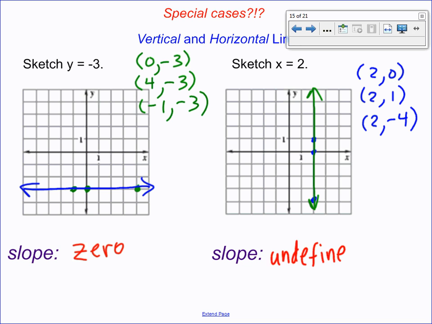Undefined, and if I did a slope calculation, I would have gotten some number like negative 3 divided by 0. And we can't divide by 0. We can't have a 0 on the bottom of the fraction, and that's my algebraic indication that my slope definition falls short. The slope of a vertical line is undefined.